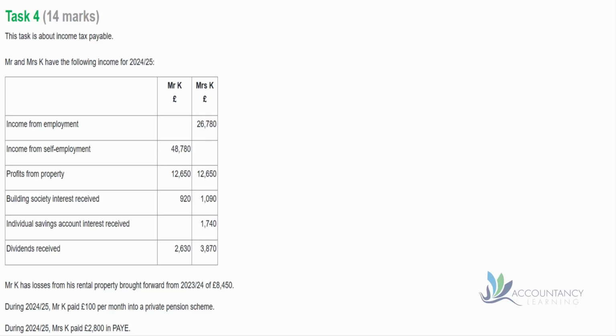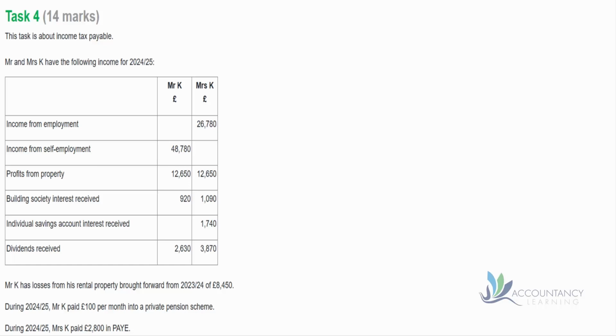So Mr. and Mrs. K have the following income for 24-25. So we can see there's income from employment, self-employment, property income, building society interest, individual savings account interest, which we can ignore because that's tax-free, and also dividend income as well. We're also told that Mr. K has losses from his rental property brought forward from the previous year of 8,450, and that property loss can only be offset against property income. So we'll do that offsetting a little bit later.